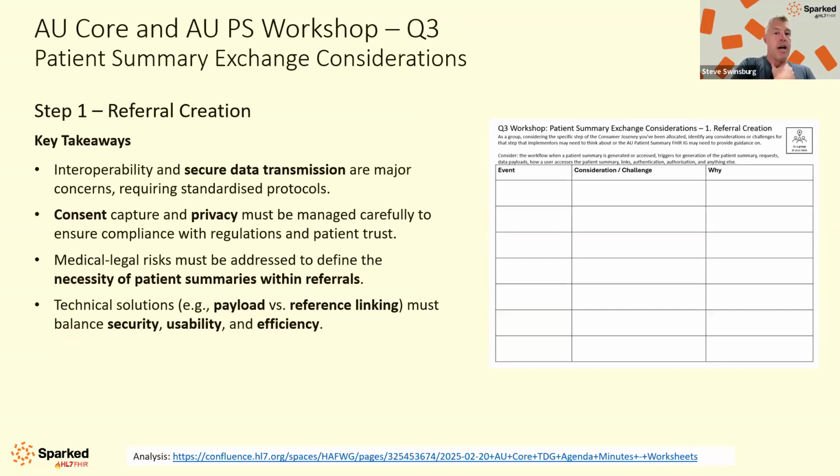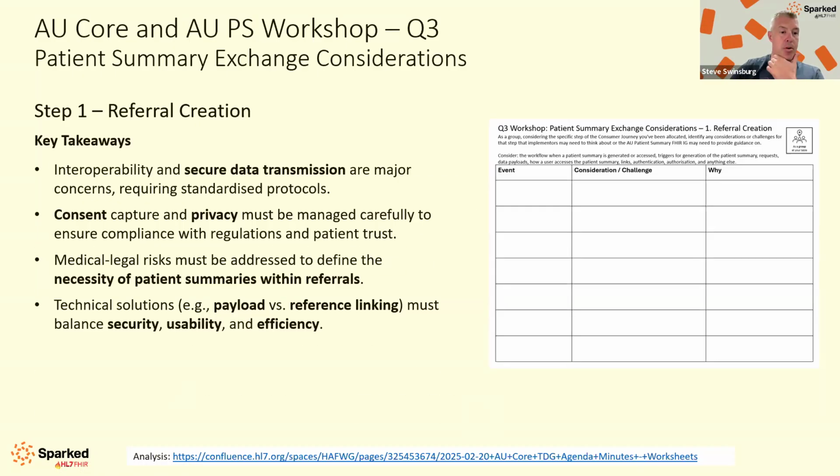So the key takeaways here is that around interoperability and secure data transmission, again, around consent and privacy, and then also the necessity of a patient summary within a referral, making sure that the correct information or the required information is available for that particular referral, and you're not giving too much information away. And then also technical solutions. So the payload of the patient summary within the referral, or is it a reference with a link? And I guess some issues around security and usability and efficiency of actually retrieving that referral when it's received.